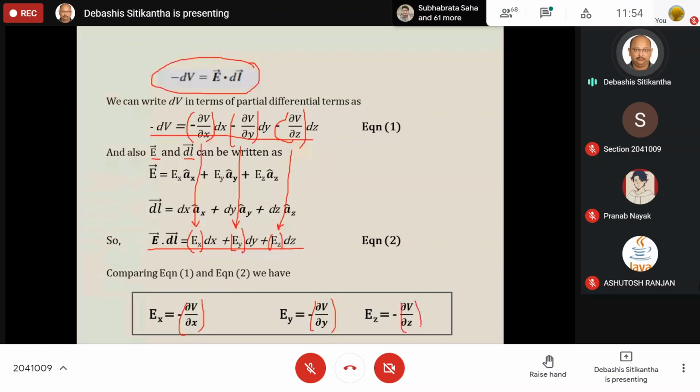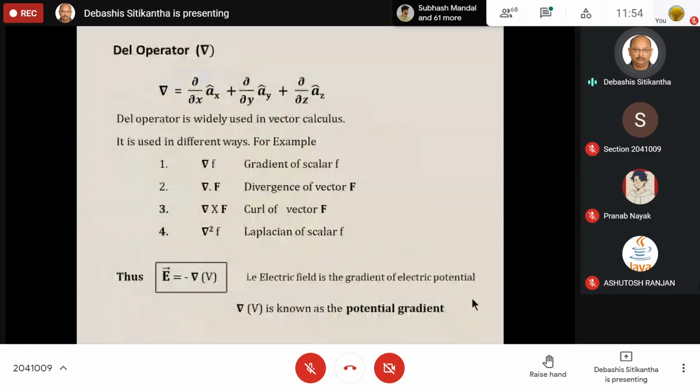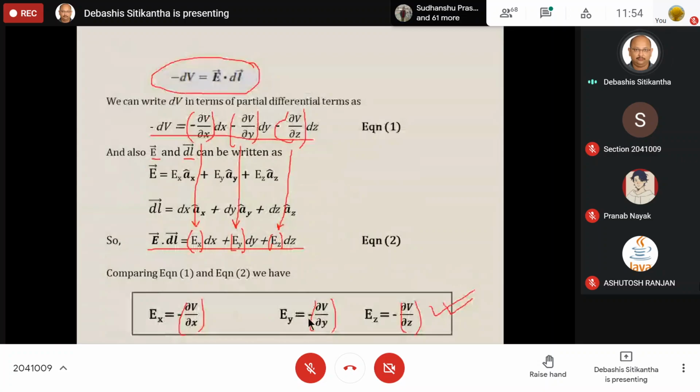Now this is very, very important, and in the very last chapter, that is chapter number 32, we will again revisit all this when we study Maxwell's equation. So now ultimately we have got that Ex is this much, Ey is this much, and Ez is this much. Okay. Now what is this del operator and what is it going to do? Let us have a look. Now your del operator is this one.